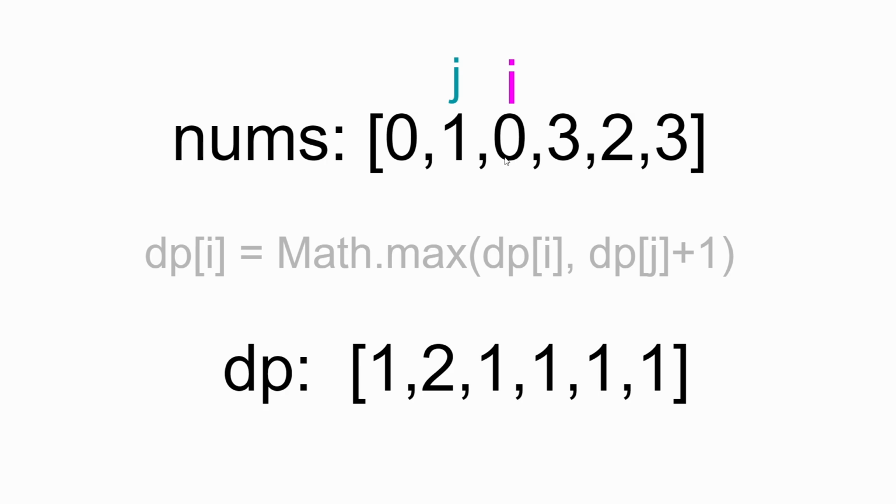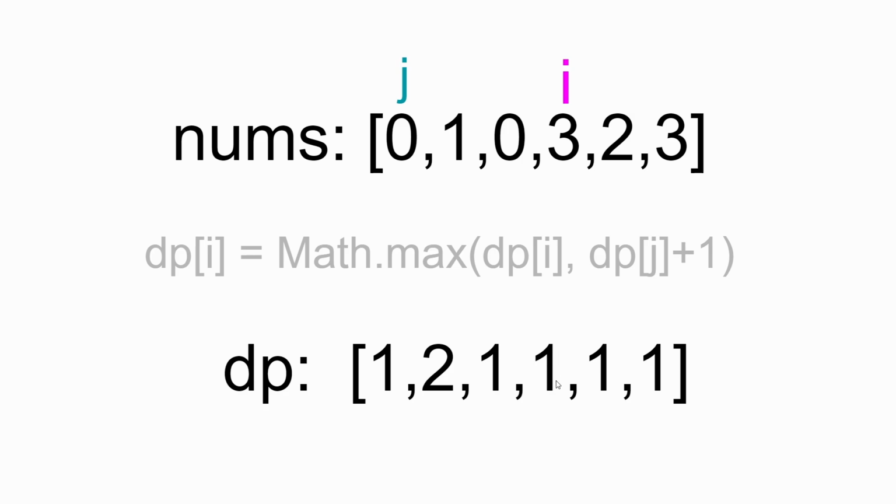Is nums at I greater than nums at j? 0 is less than 1 actually, so no. So we're just going to increment I. Notice j goes back to starting at 0, and we repeat the process. Is nums at I greater than nums at j? Yes. So we go into the if conditional, and we're right here on our dp array. This is where index I is.